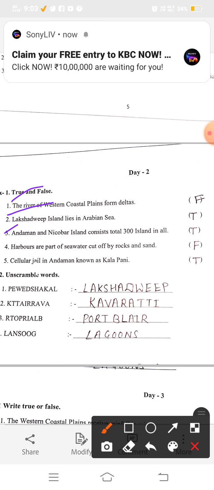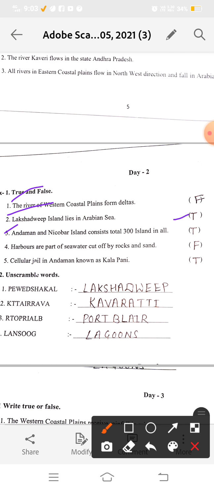Lakshadweep Island lies in the Arabian Sea. Yes, this statement is true. Andaman and Nicobar Islands consist of a total of 300 islands. Yes, these are a group of 300 islands, so this statement is also true. Now, harbors are part of seawater cut off by rocks and sand. It is false. It is called lagoons. Lagoons are part of seawater cut off by rocks and sand, so this statement is false. Now, Cellular Jail in Andaman is known as Kalapani. Yes, it is true.